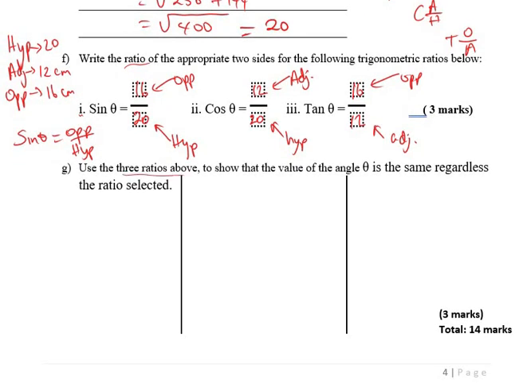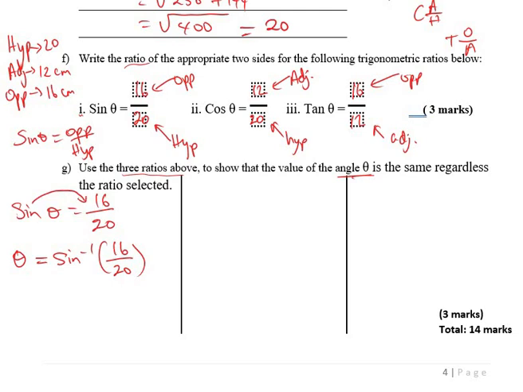Using the three ratios above, show that the angle theta is the same regardless of which ratio is selected. So how do we do that? Let's write it down first. Sine theta equals 16 over 20. To find theta, we need to get rid of sine, so we're going to take sine inverse of both sides. Sine inverse removes sine on this side and leaves theta. On the other side, write sine inverse of 16 over 20. In other words, sine transposed to the other side becomes sine inverse. We write that down, and then we enter this in our calculator.